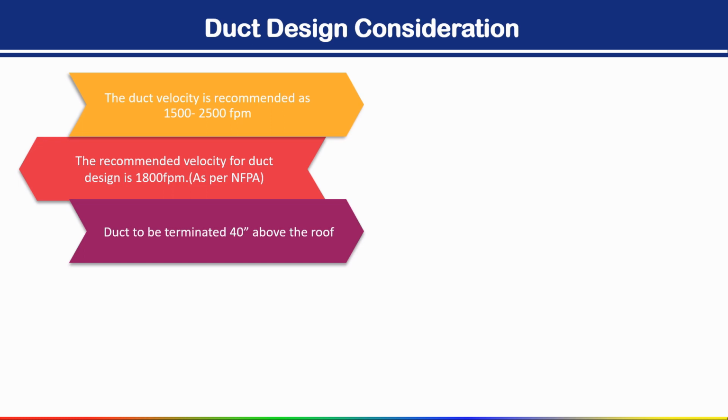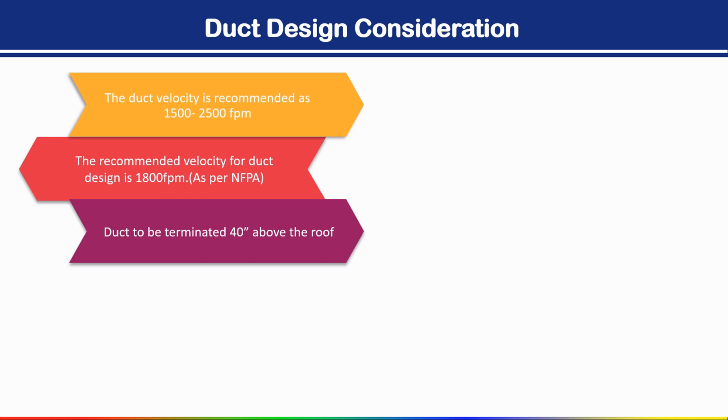The duct is to be terminated 40 inches above the roof. Why? You could terminate directly also. So why do we first have to go 40 inches above the roof, and then terminate the duct? What is the reason? Above the roof we have some other services also, like electrical trays, electrical cables, everything is there.